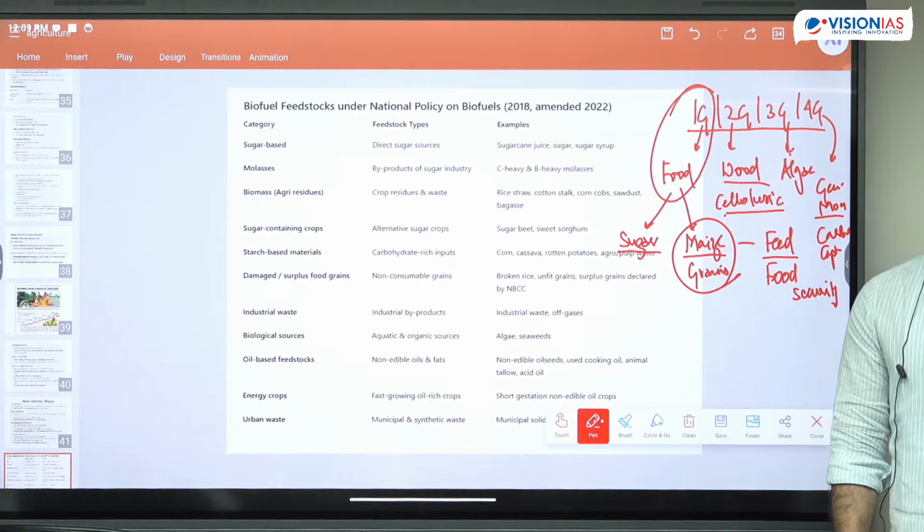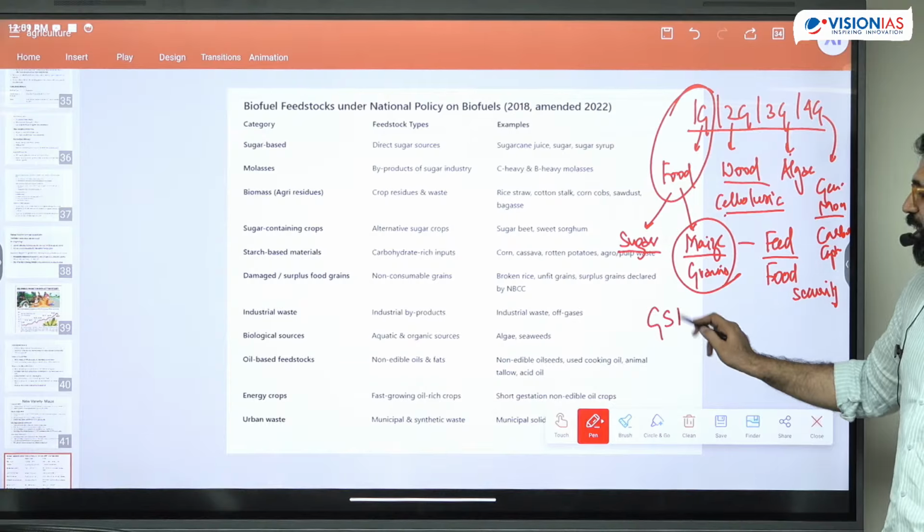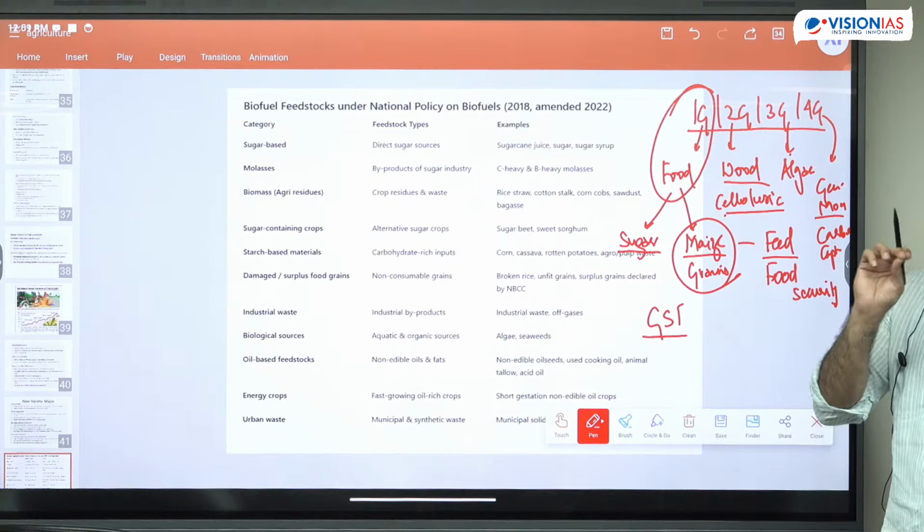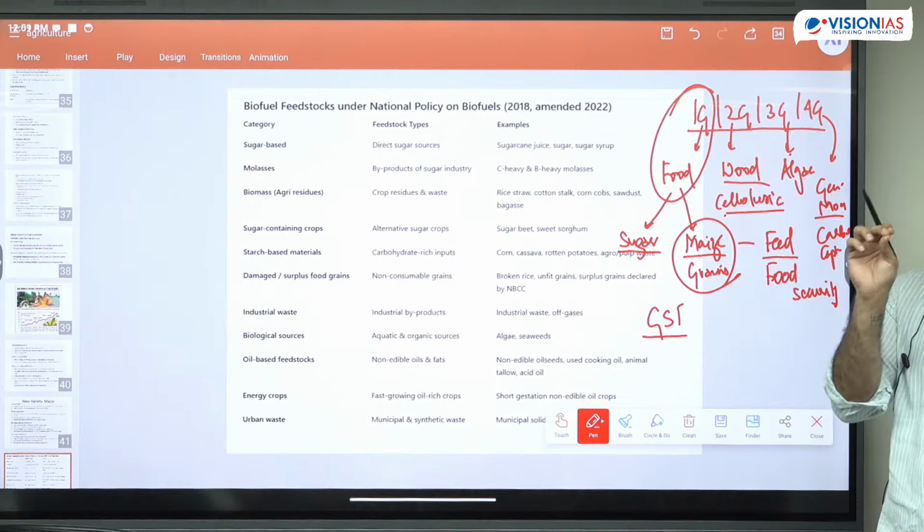In pricing, what is the regulation on ethanol? First, ethanol is under GST. Ethanol is not under the previous mechanism, it is 5% GST. Second thing, in ethanol pricing there is administered, and there is free.